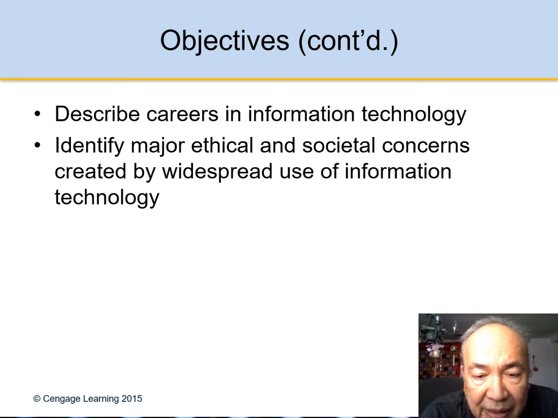Describe the careers in information technology. What careers do we have in information technology? And identify major ethical and societal concerns created by widespread use of information technology. What is ethics? Ethics is right and wrong. And some of the societal concerns are kind of a challenge for us humans about the use of information technology. Okay, so those are the objectives for this week that you have to understand and learn.